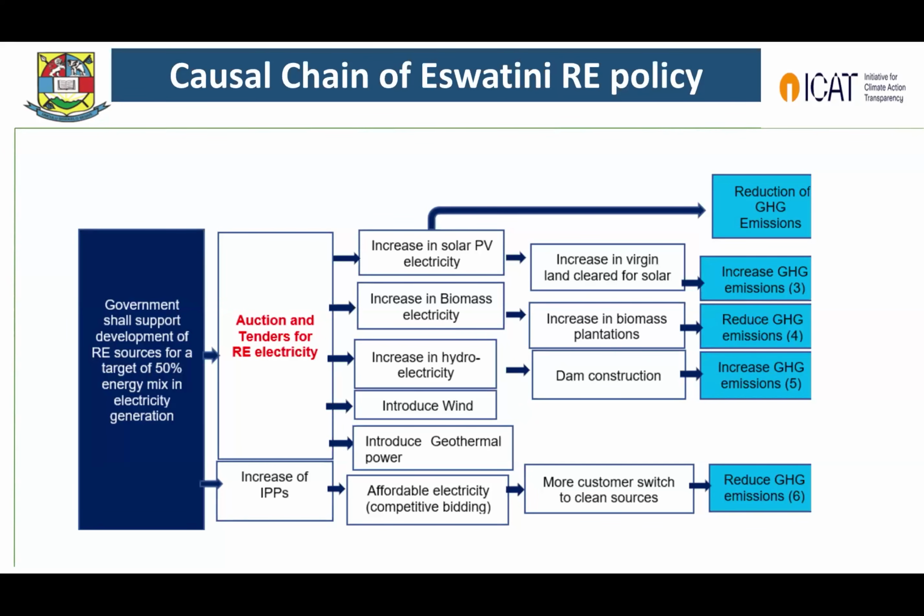But for each action or each box, you could also have social and economic impacts, which need a different causal chain. For example, if you increase solar PV electricity, you will be employing people, so that will be job creation. That is a social impact. So you'll have to have a different causal chain for that one. Next slide, please.